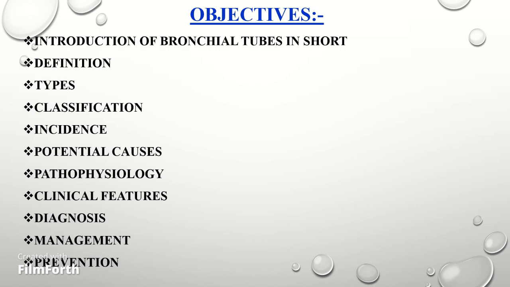First of all, have a look at what we are going to discuss. We will discuss what bronchial tubes are and their function in short, which will make the topic a little bit easier to understand. Then we will define bronchial asthma, its types, classification, indication, potential causes. Then we will discuss in brief about pathophysiology. After that, clinical features, diagnosis and how to assess the severity of asthma, management, and finally prevention.